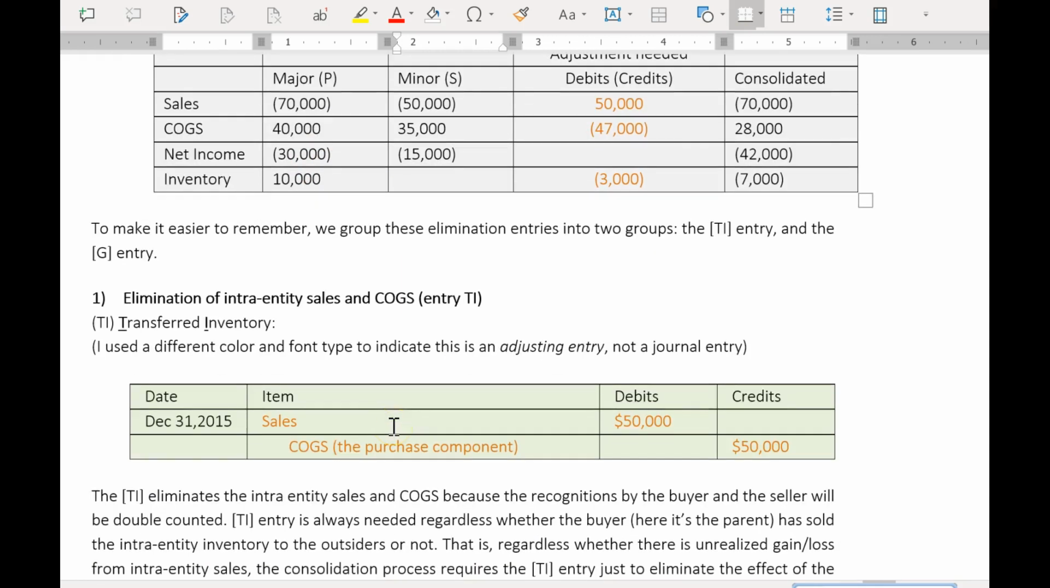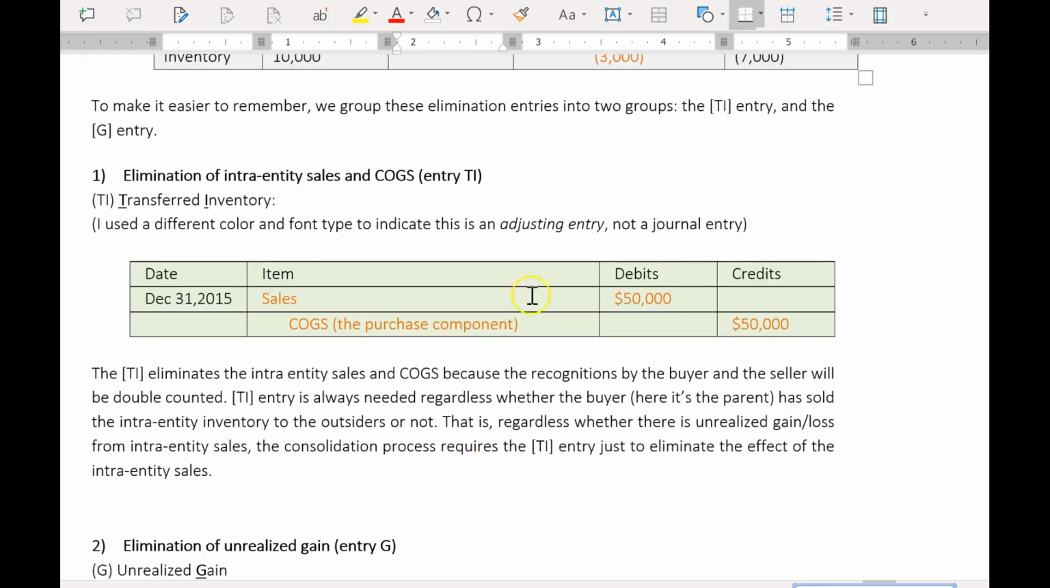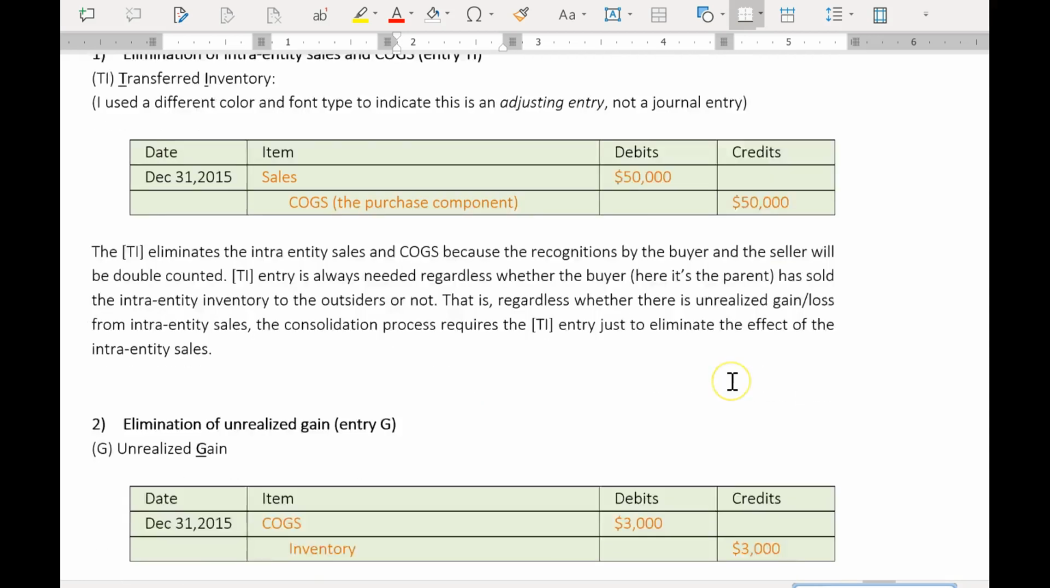Okay, so do not try to remember which column you're going to use. That's the TI entry. We are eliminating the whole sales and cost of goods sold from the parent and the subsidiary.